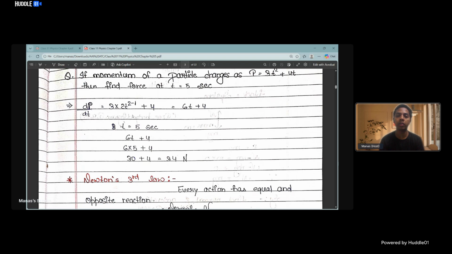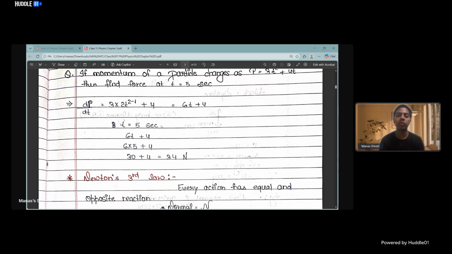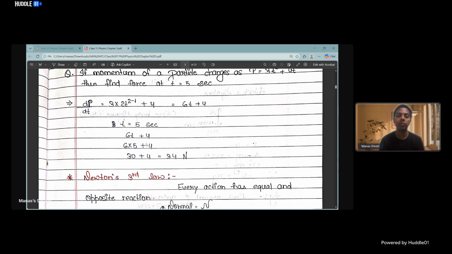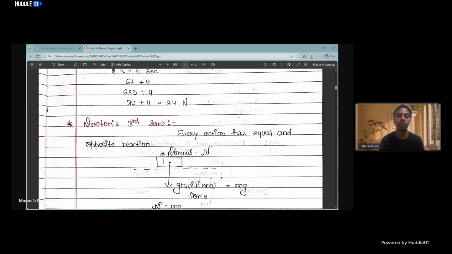So now the difference. What will be there? 60 plus 4. Now we apply t equal to 5 seconds. So what will be the result? 34. That is the force at t equal to 5 seconds.